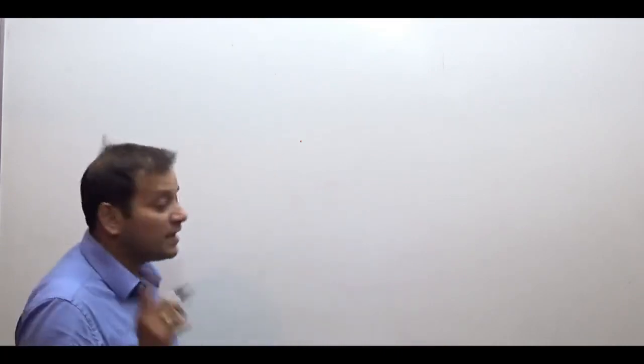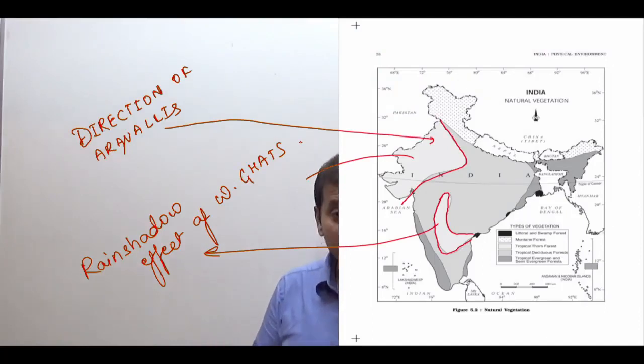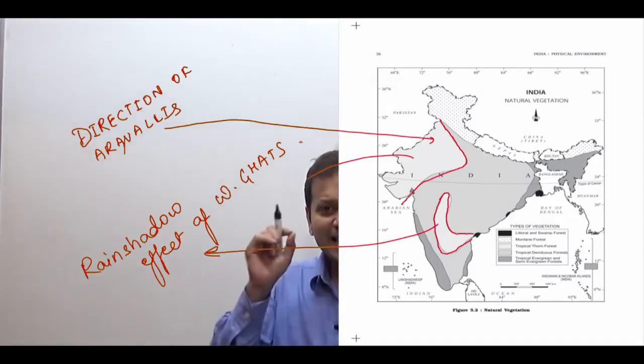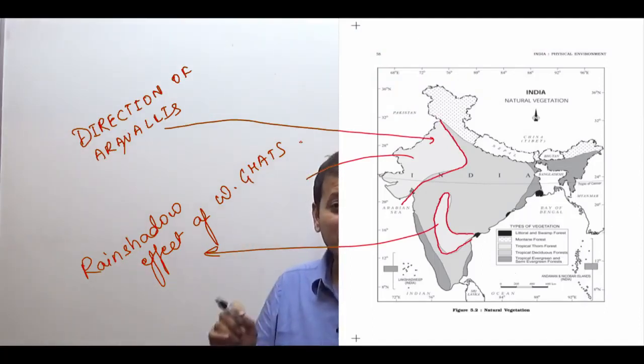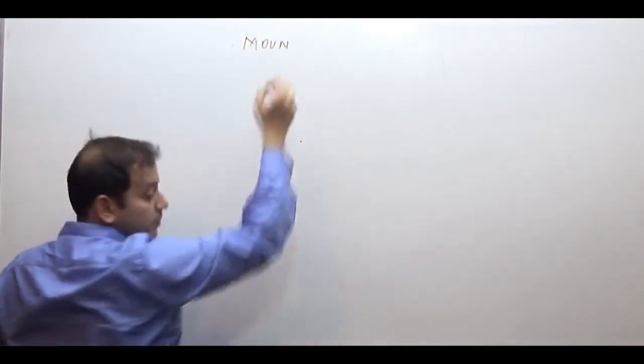Hi friends, let us continue to the last part of the natural vegetation. Here we are going to do the two remaining forest types. What are the two remaining forest types? The mountain forest, you can see the dotted line, and the dark black line, that is the littoral and swamp forest. So let us first start with the mountain forest.